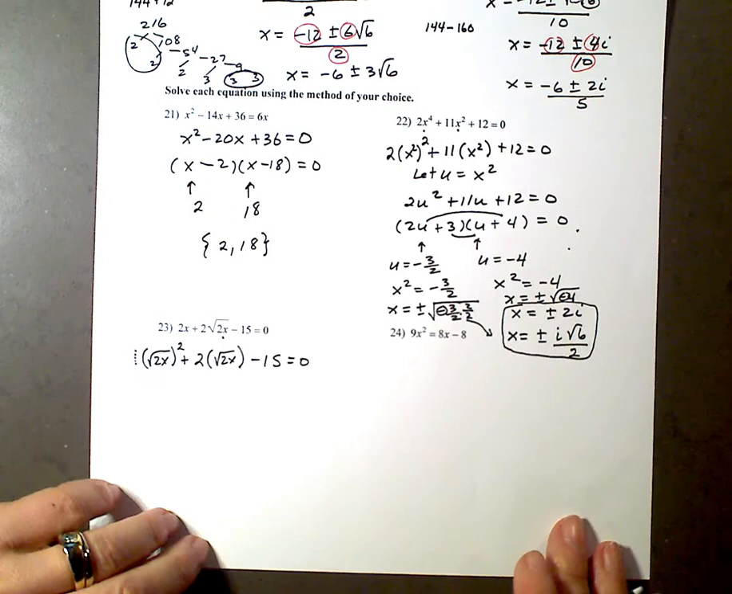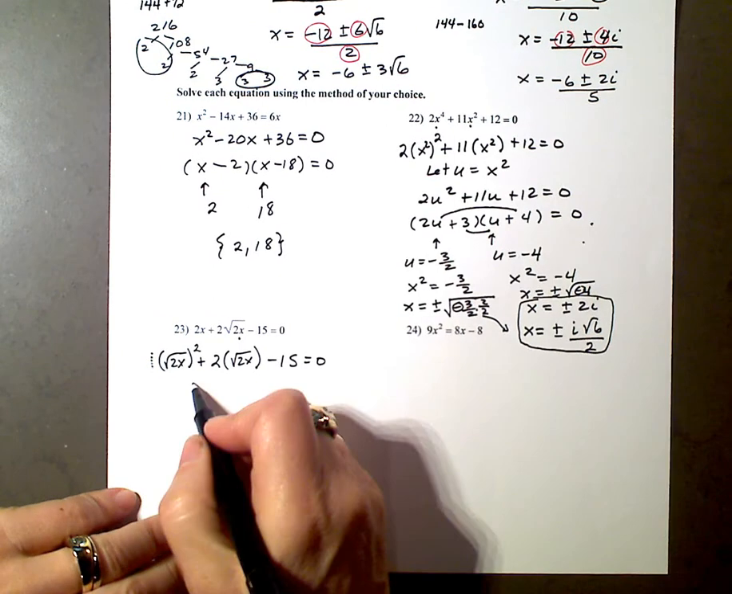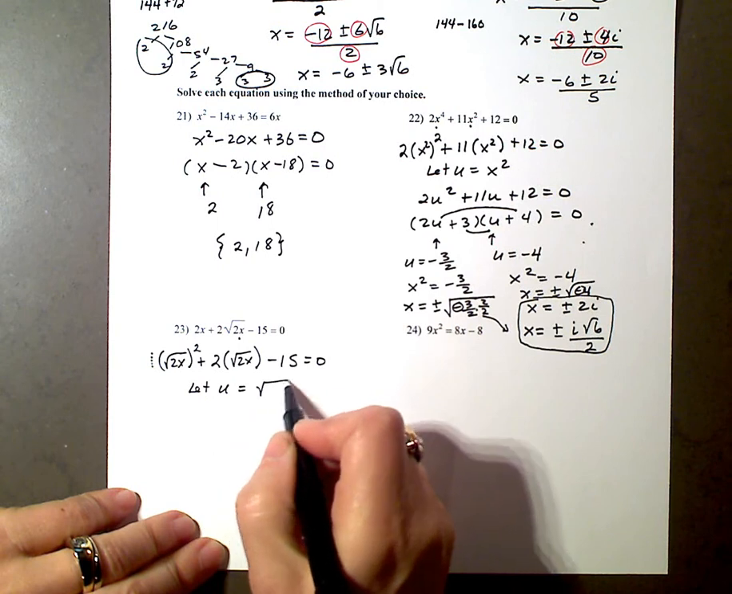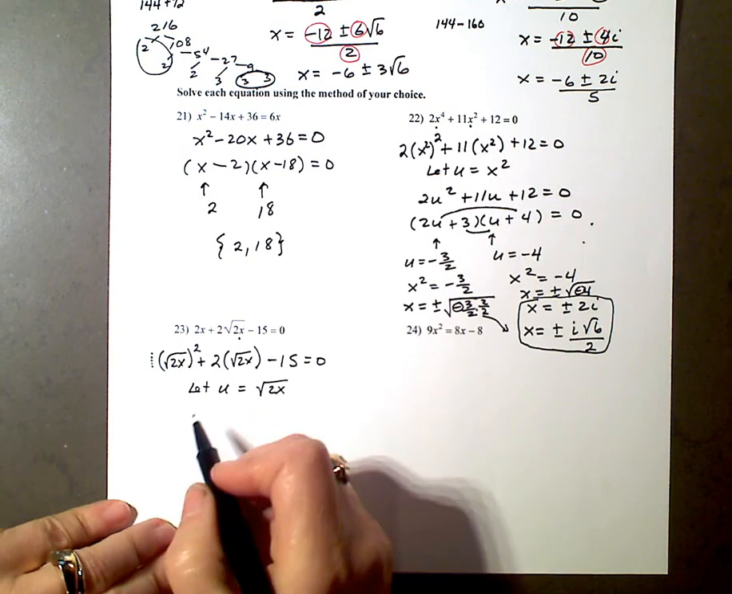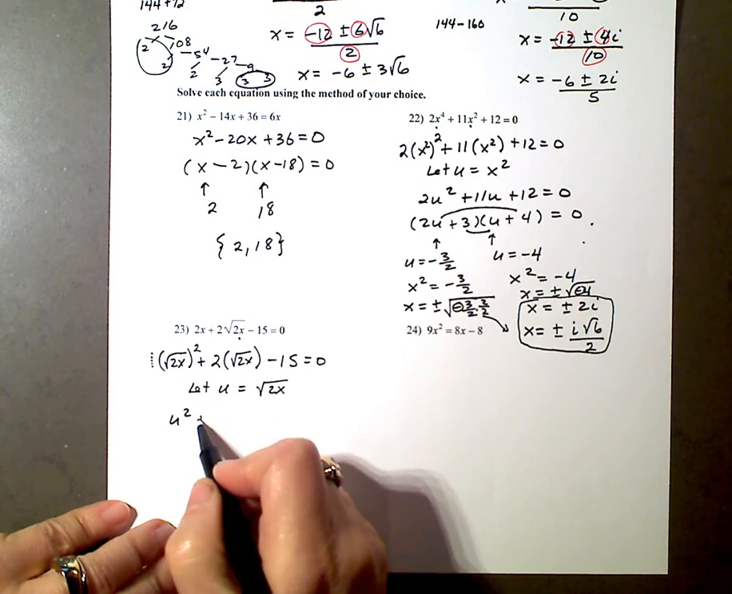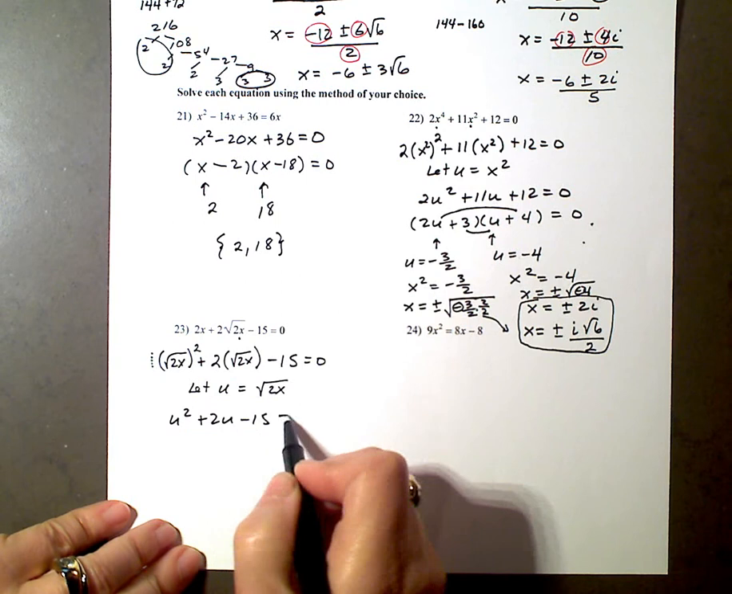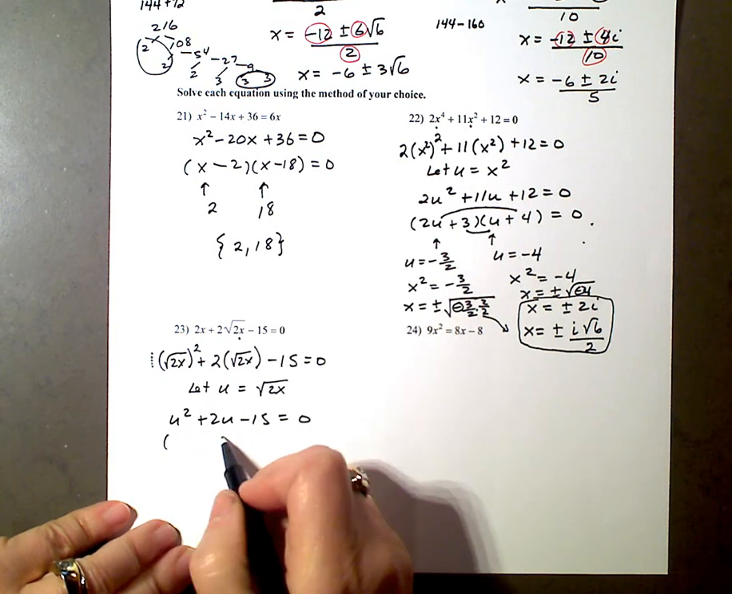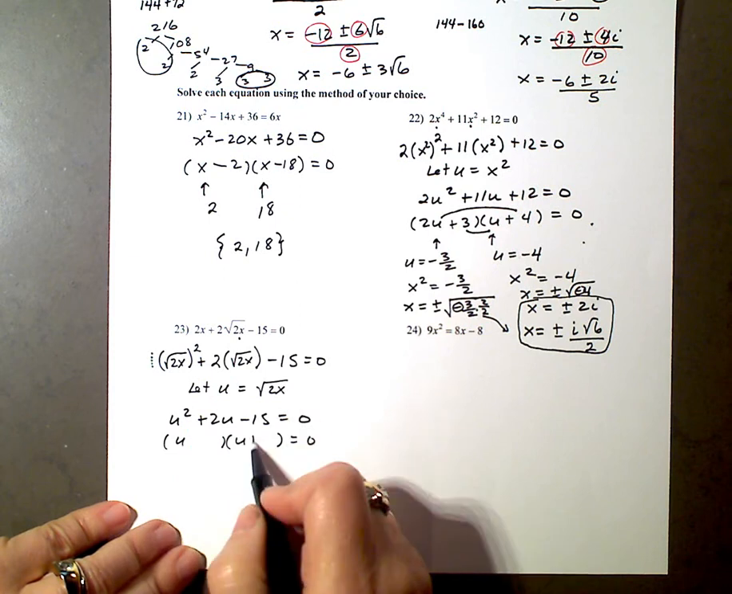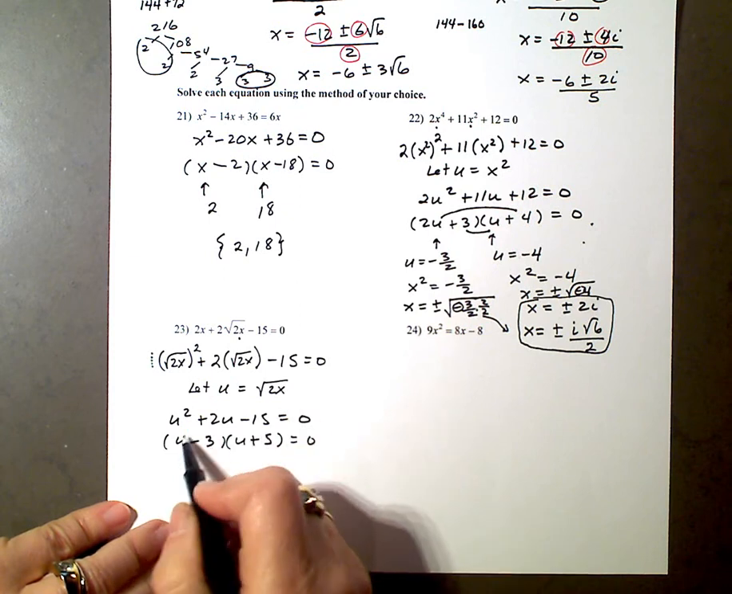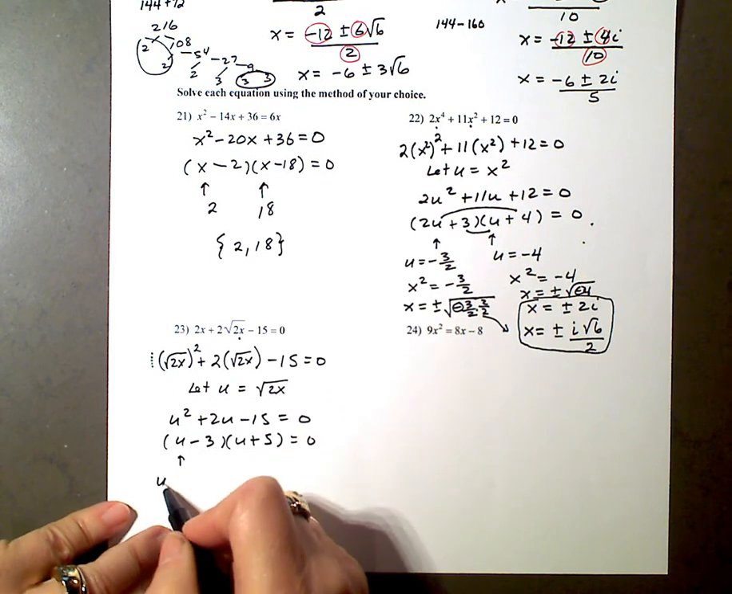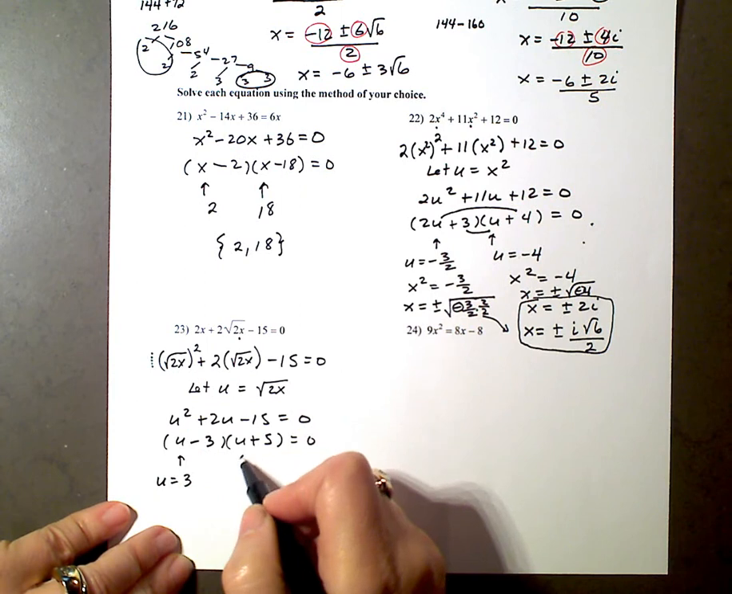So you can probably see that I'm going to do this with the substitution method, temporarily let u represent the square root of 2x, and write a simpler equation. So I'll have u squared plus 2u minus 15 equals 0. Well, easily factorable to be positive 5 and a negative 3, plus 5u minus 3u. So that works. So I get u is equal to 3, or u is equal to negative 5.